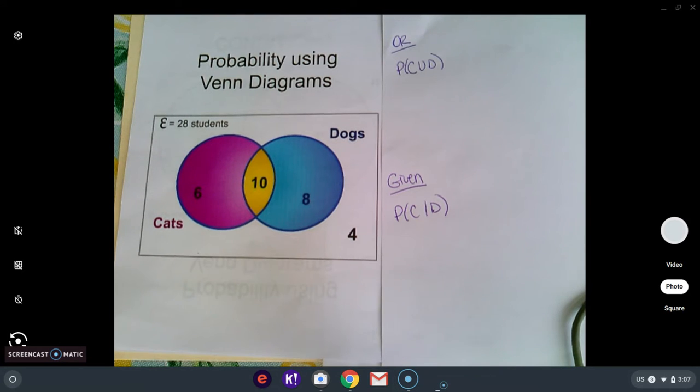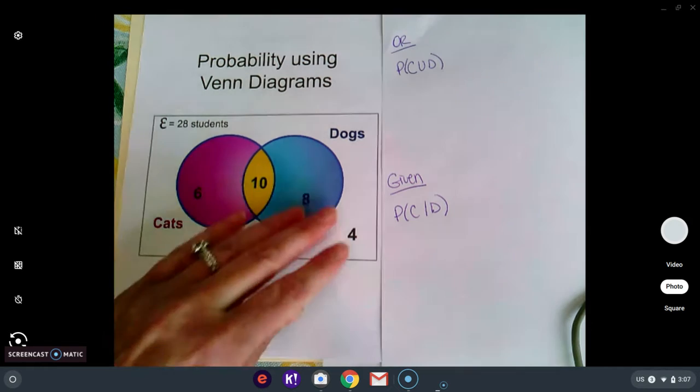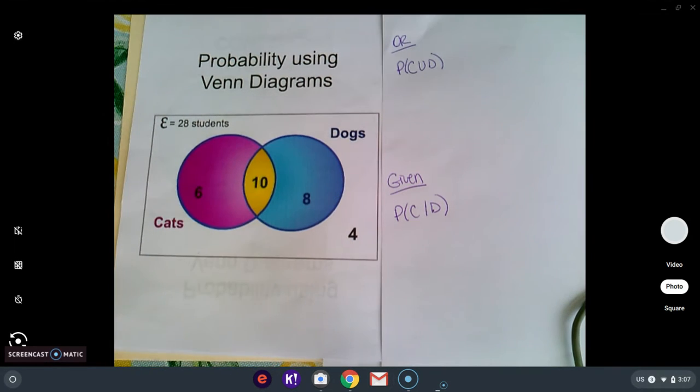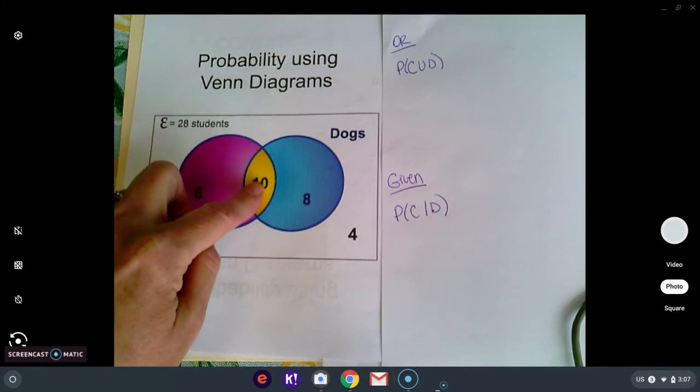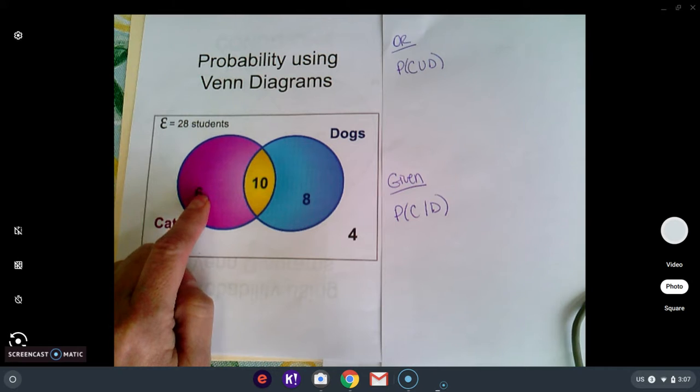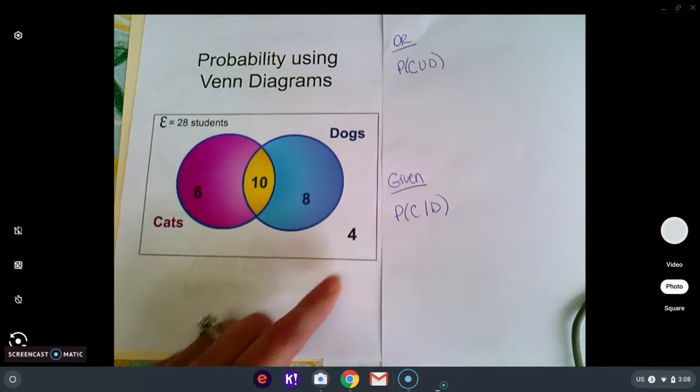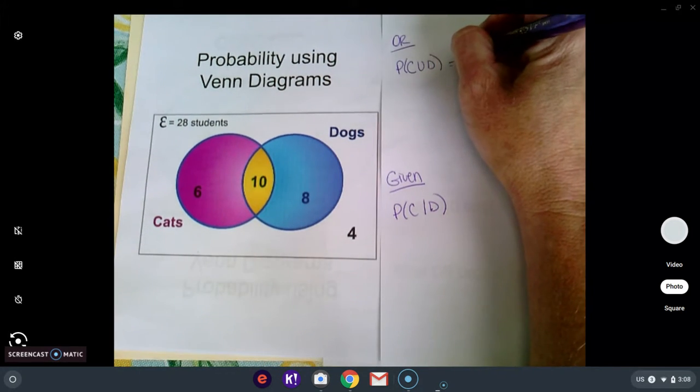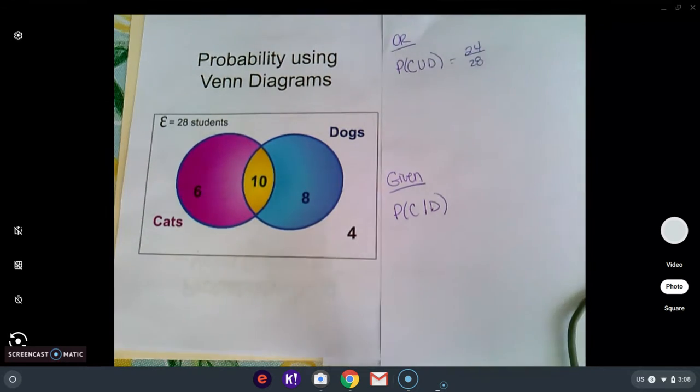Okay, so we did this intuitively before. We said before, just looking at this Venn diagram, the probability of having a cat or a dog could be added up: this 6 plus this 10 plus this 8, because all of these people have a cat or a dog out of the total of 28 people. And that was our intuitive way of finding the probability of having a cat or a dog.